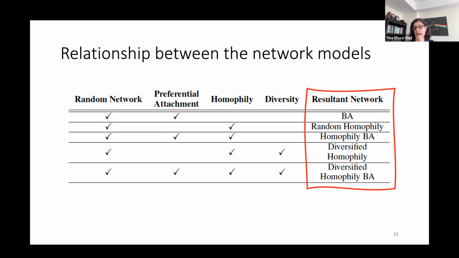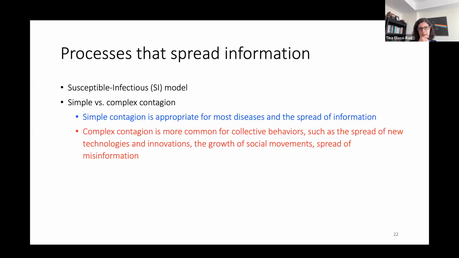And now that we know how these networks can grow, we can talk about the processes that spread the information. In particular, we only looked at susceptible-infectious models. This is a compartmental model. The idea is that you're susceptible to a piece of information and then you get infected by that piece of information. Perhaps you're susceptible to believing in the big lie and then you believe in the big lie.